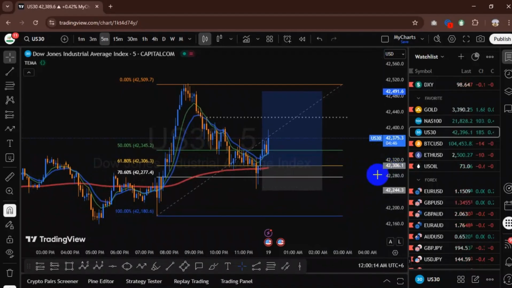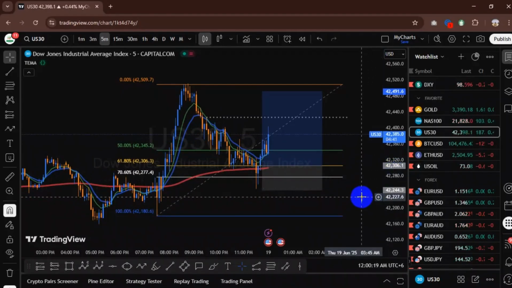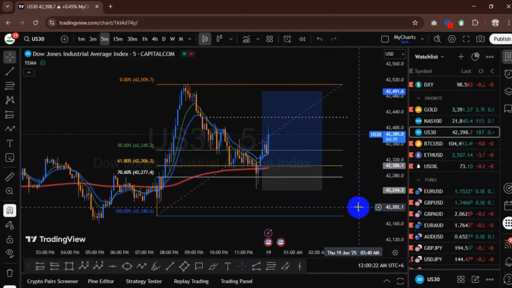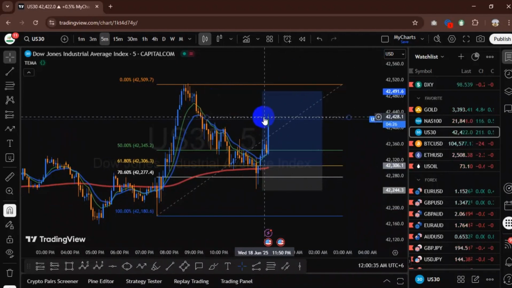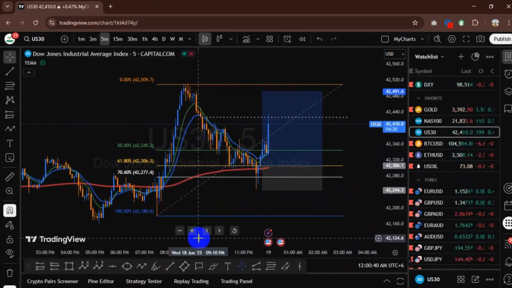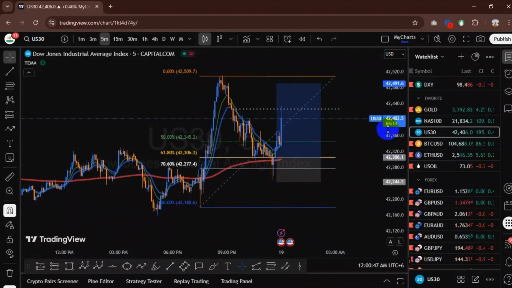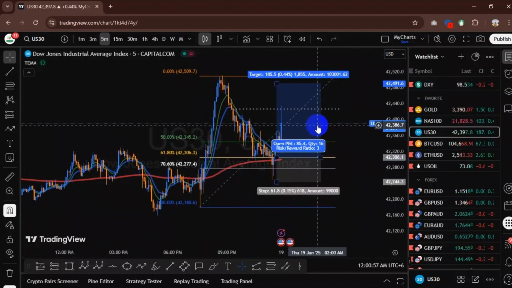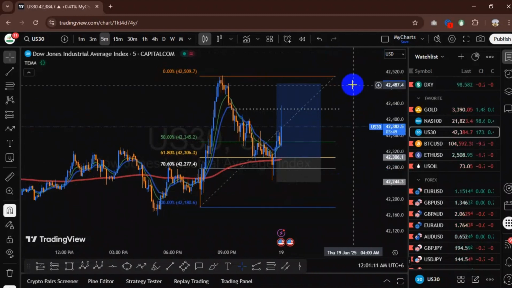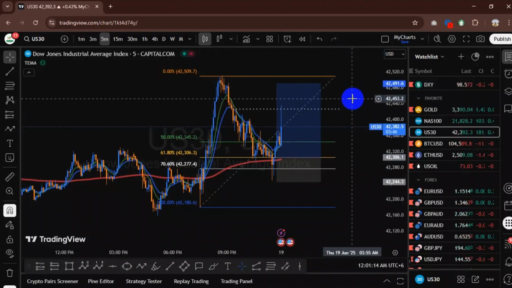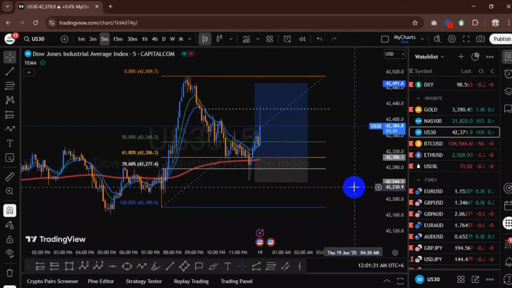FOMC has started and the market is moving in our direction. See, our target is hit. This is the power of this strategy. So 1:2 done. If you take your risk reward at 1:2, then this strategy's win rate is above 80%. And if you increase your risk reward ratio to 1:3, 1:4, 1:5, then it will lower the win rate.